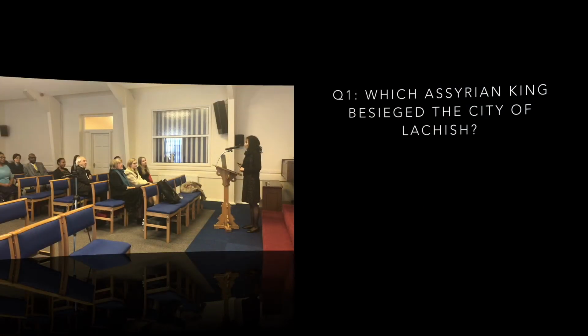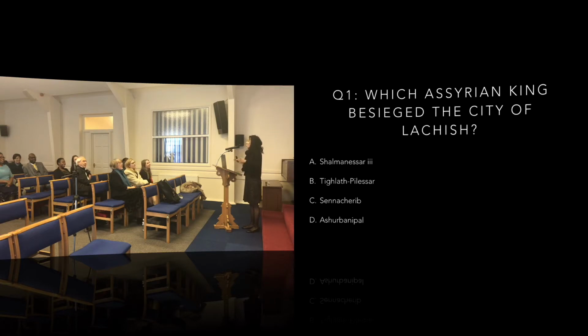So, question 1. Which Assyrian king besieged the city of Lachish? Was it A. Shalmaneser III, B. Tiglath-Pileser, C. Sennacherib, or D. Ashurbanipal. Okay, this is how we're going to do it. I'm going to say A, B, C, or D, and you raise your hand if you think that's the answer. So, raise your hand if you think it was A. No one. Okay. B. C. D. Okay, the answer is C, Sennacherib.